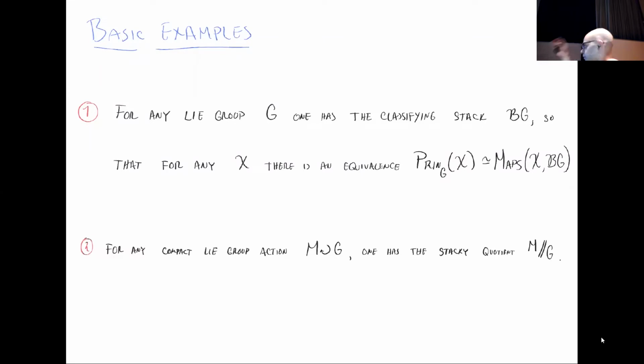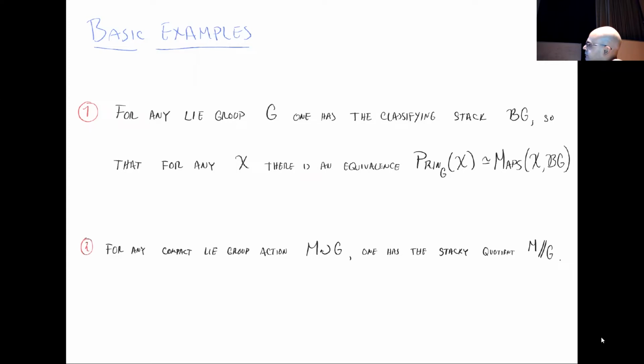More generally, whenever we have a Lie group action of a Lie group G on a smooth manifold M, we can also construct the quotient stack. And this provides a model for the orbit space of the group action within the framework of stacks.